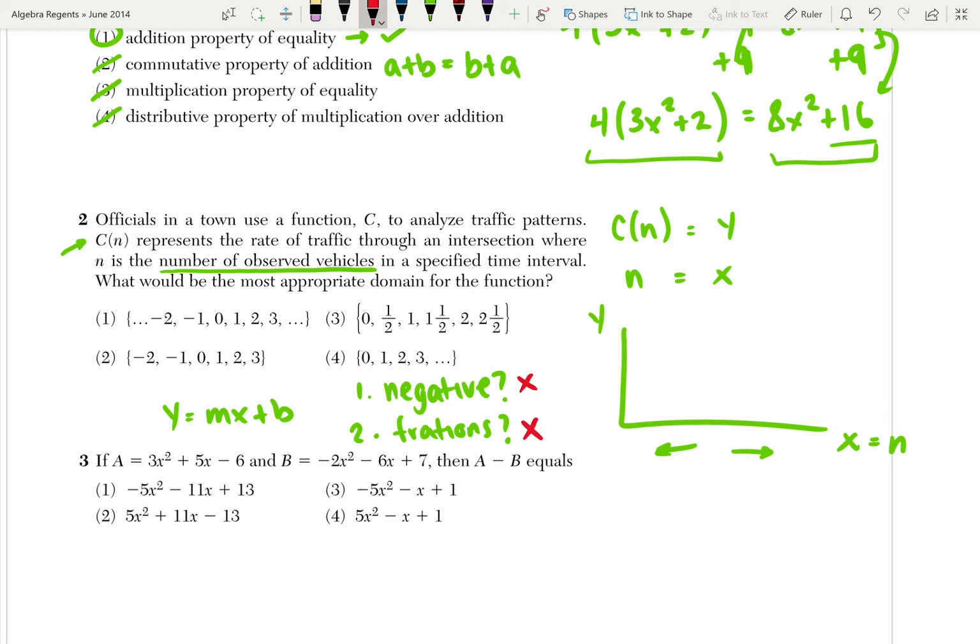Okay, since we cannot have negative amounts of cars, 1 and 2 are out. Since we cannot have fractions of cars, 3 is out, which leaves us with 4. 0, 1, 2, 3, all whole numbers.